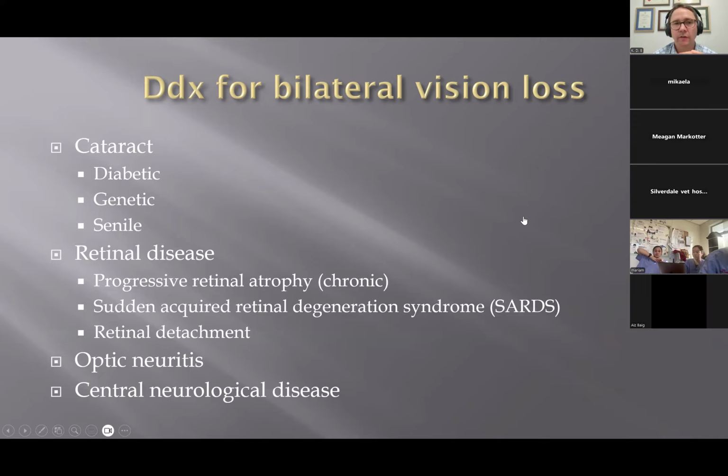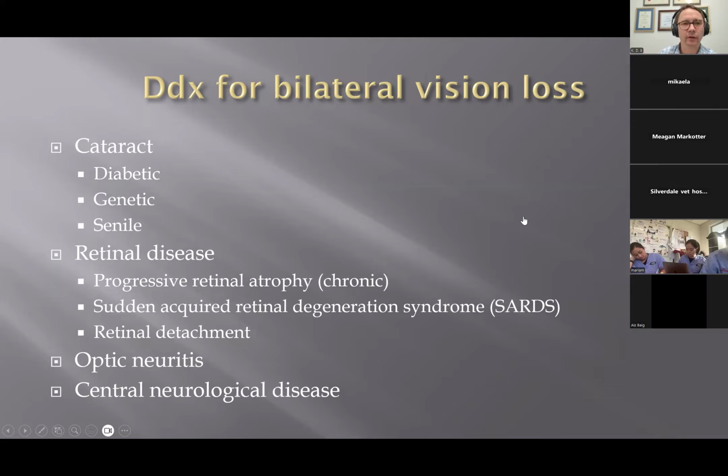So the main differential diagnoses for bilateral vision loss in dogs, well, we've got cataracts, and there are a few different types of cataracts. We've got the diabetic cataract, which is a really important cause of sudden vision loss in dogs, obviously in diabetic dogs. Genetic cataracts usually have an age of onset as a young to middle-aged adult, sometimes older. And then you've got senile cataracts in our very old patients, 12 plus years. They're all a little bit different. How we go about them may be a little bit different.